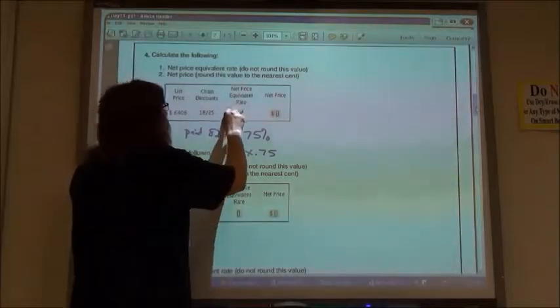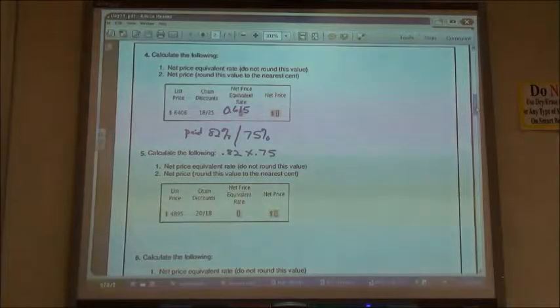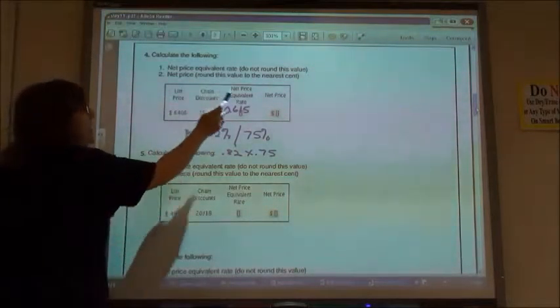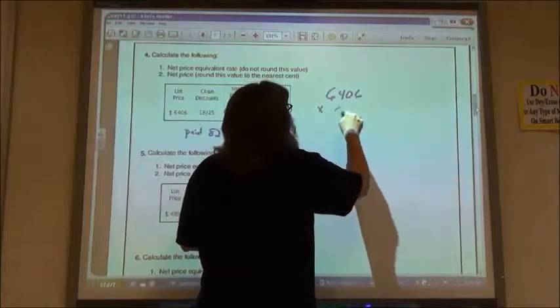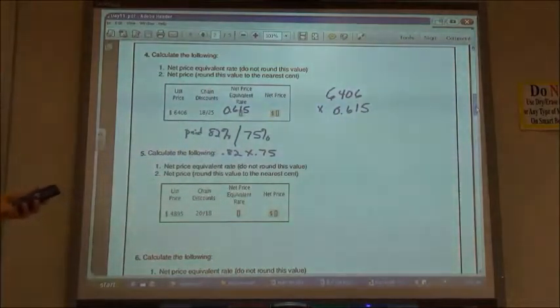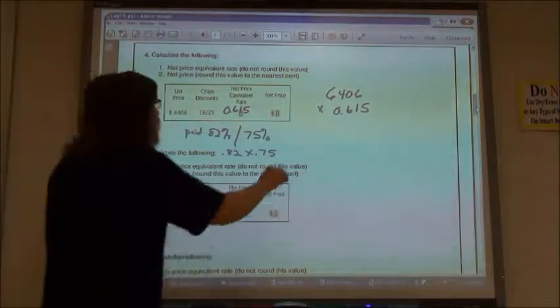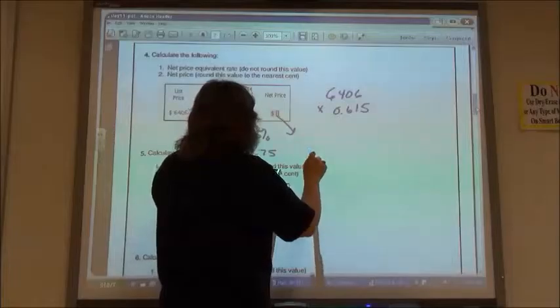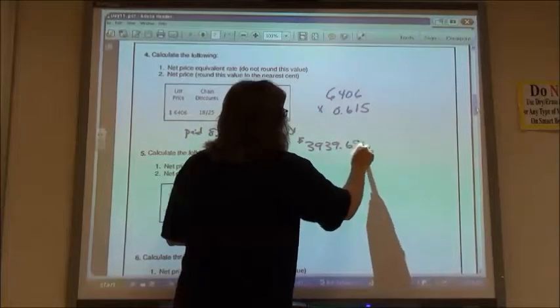So 0.615 is my net price equivalent. In order to find my net price, I'm going to go ahead and take the net price equivalent times the list price. So I'm going to take the 6406 times the 0.615. And so my net price that I'm going to end up paying after my 2 discounts is $3,939.69.